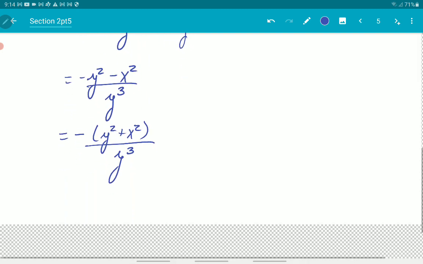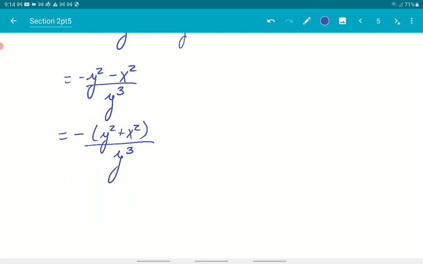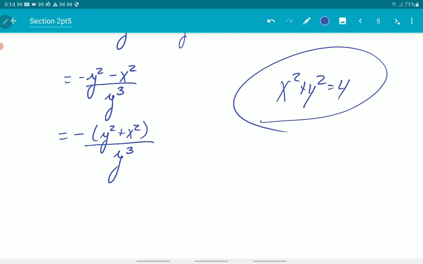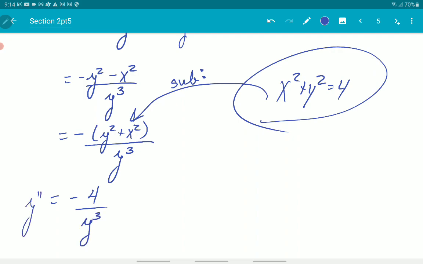And then I want you to notice something here. Remember in the beginning, it told us x squared plus y squared is equal to 4. So we could do another substitution here. So we could simplify this even more in this case because x squared plus y squared is equal to 4. So that second derivative is actually written just in terms of the y value. Okay, sometimes that won't happen where we can make another substitution, sometimes it can't.